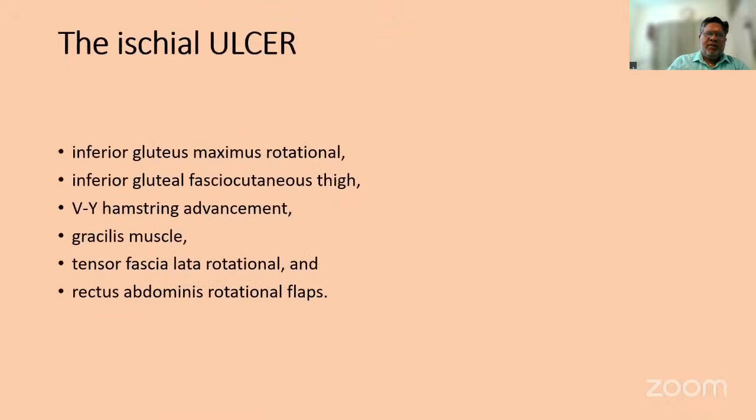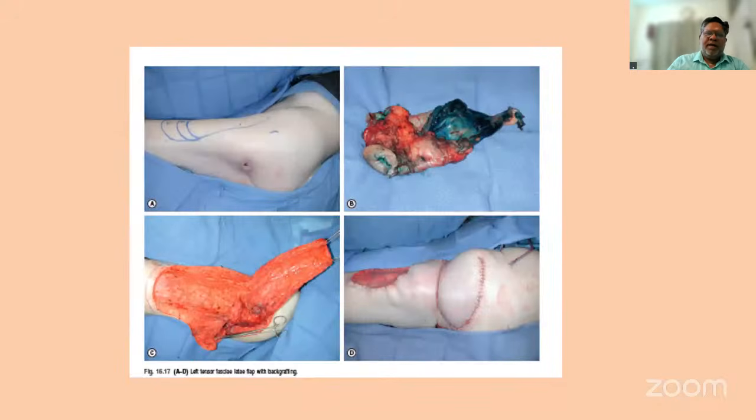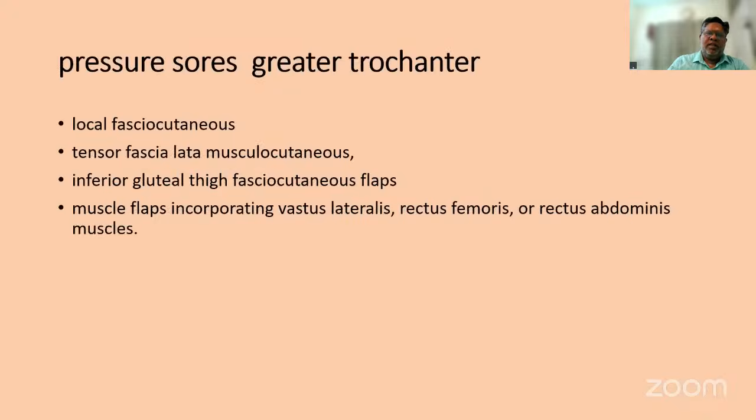Ischial ulcer, in which an inferior gluteus maximus rotational flap is done. Inferior gluteal fasciocutaneous thigh, VY hamstring, gracilis, and TFL muscle flaps are also used. So this is the ischial ulcer. Here a TFL flap is used for an ischial ulcer.